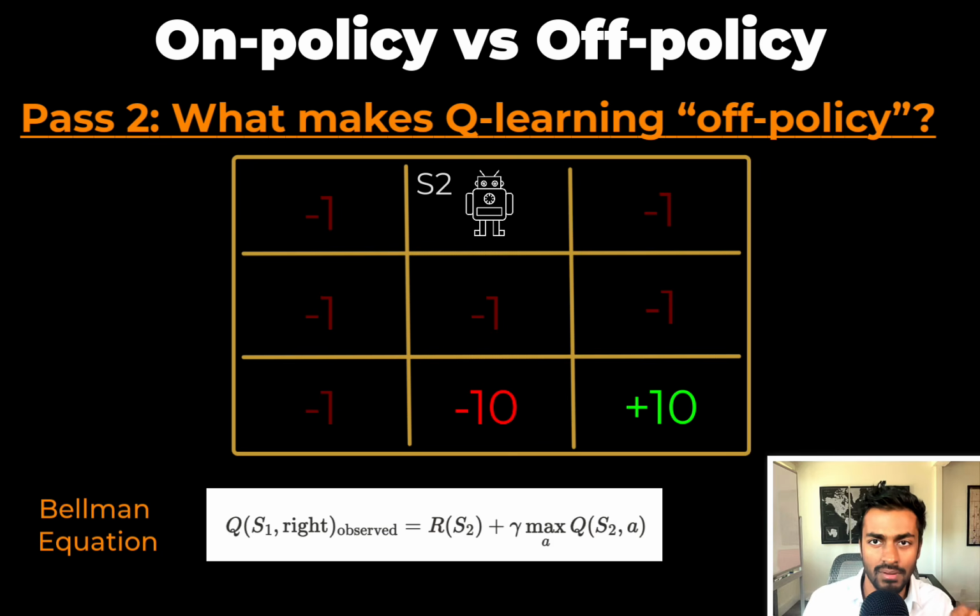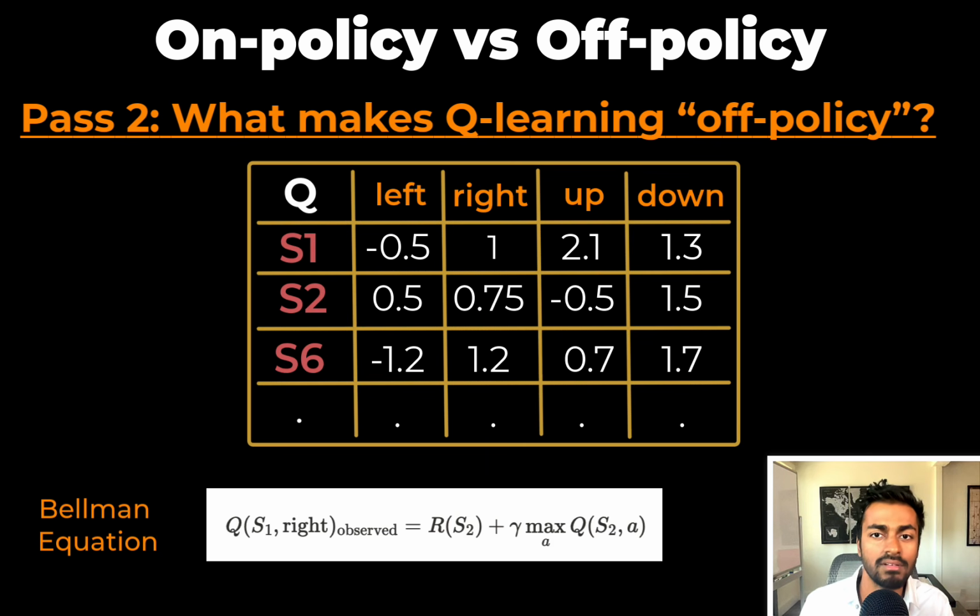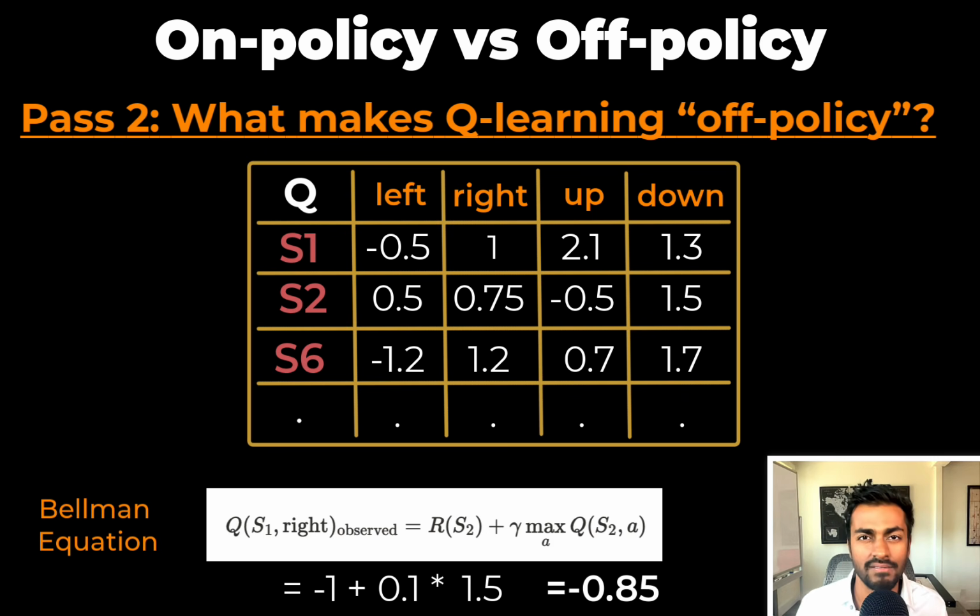Now, in order to determine this second term, we need to look at the maximum Q value from state S2. So we go to our table, and we see that the largest value is taking S2 down, that's 1.5. We can use this in our equation: -1 plus, let's say the discount factor is 0.1, times 1.5. Doing the math, you get -0.85.